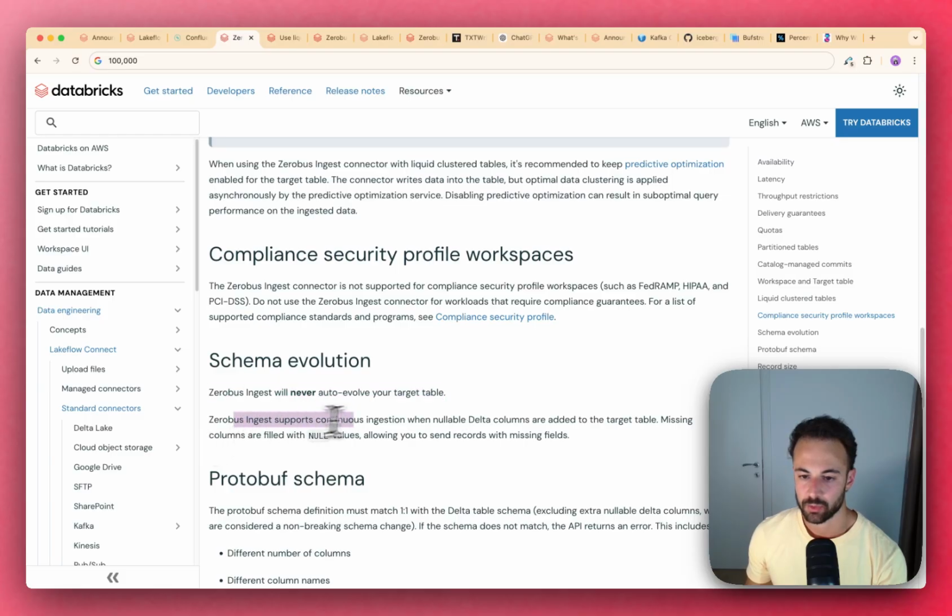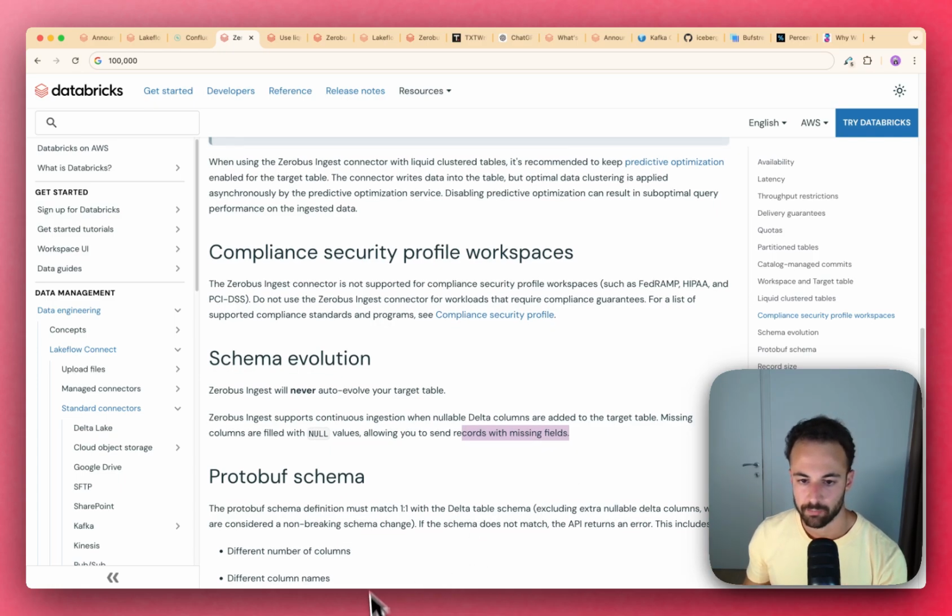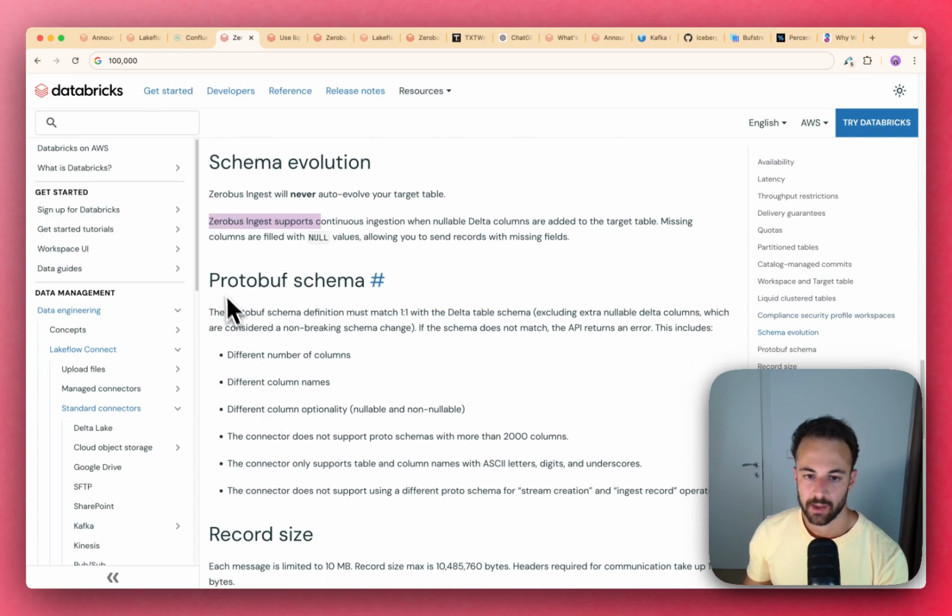It supports continuous ingestion when nullable delta columns are added to the target table. So if you add a new nullable column to your table, it can continue ingesting. Missing columns are filled with null values, allowing you to send records with missing fields. This basically allows you to evolve your table, but it will never auto-evolve it.